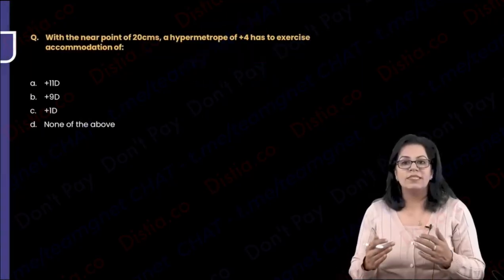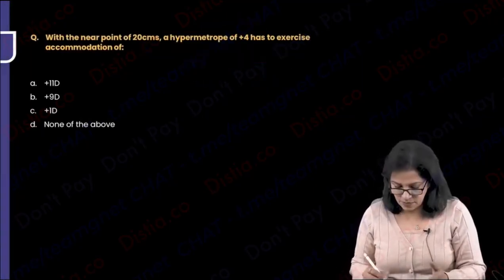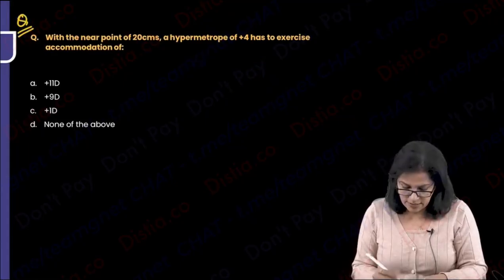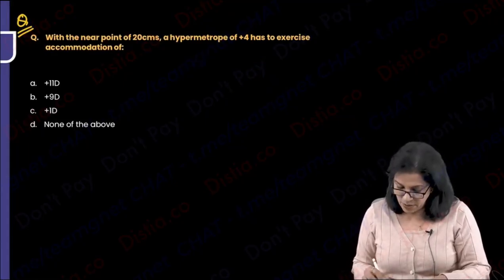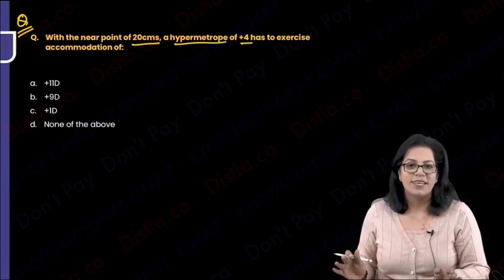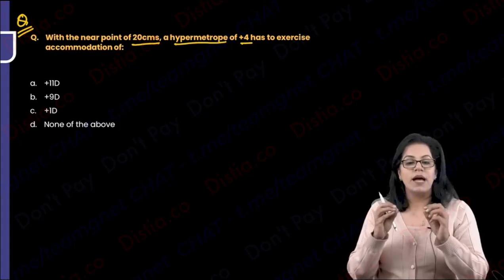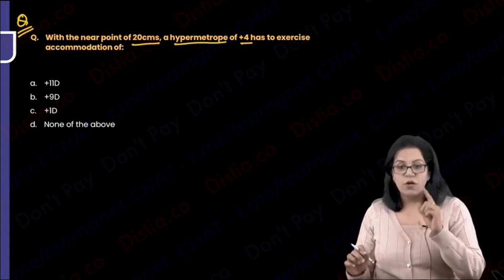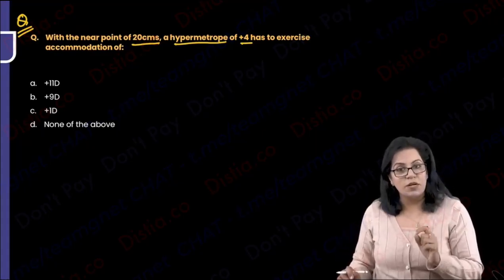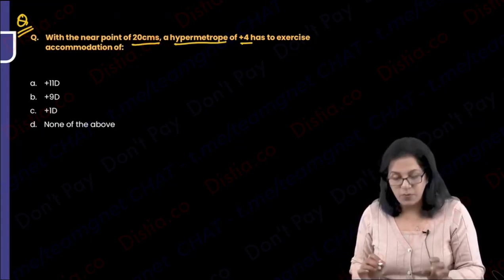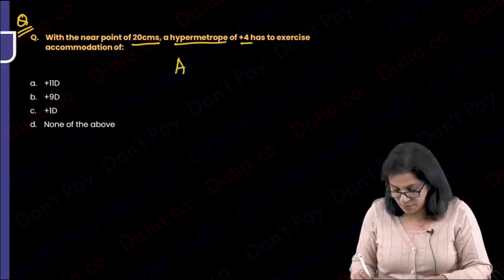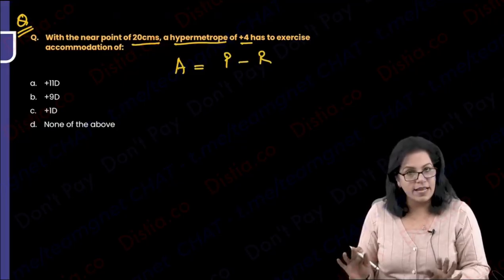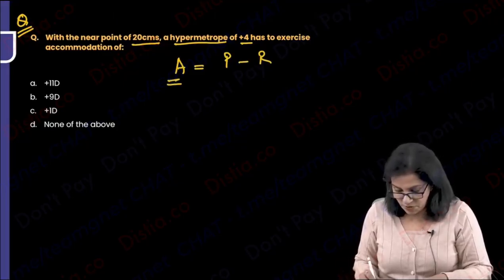Okay, once we know this, now let us solve a few questions here. So these are the questions they have asked in your exams this way. So this has already been asked. So we'll solve this. With a near point of 20 centimeters, a hypermetrope of +4 has to exercise accommodation of. So what are they asking you? They are asking you the amplitude of accommodation for a hypermetrope of +4, where his near point is already given. So what was amplitude? Amplitude was power at the near point minus power at the far point. Correct? Now they are asking you this amplitude of accommodation.